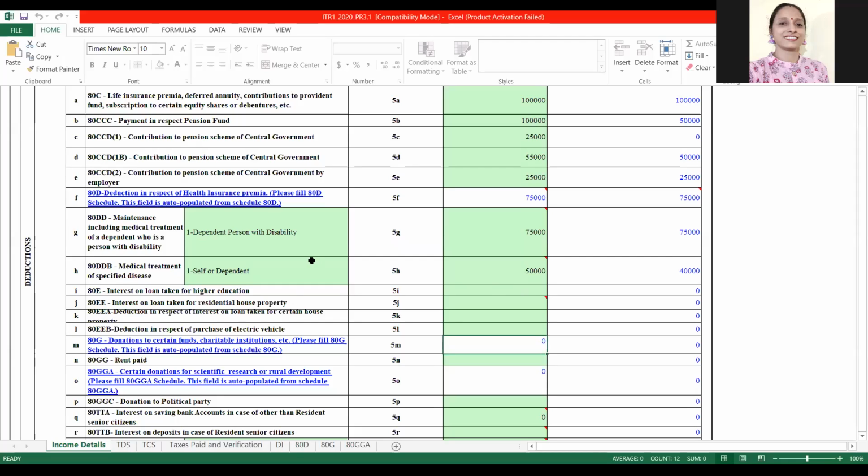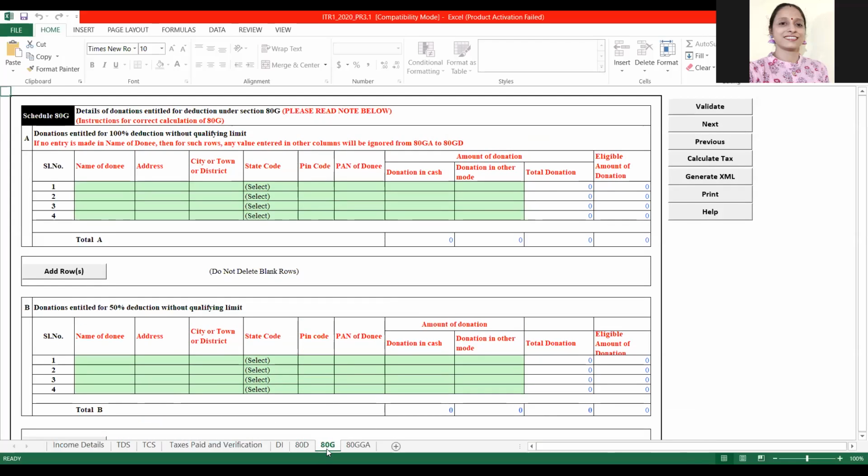80GG. Okay. Now coming to donations. So again, you can see it is a link over here. If I go to this link, it takes me to the next page. So donations, say for example, this is 100%. Now there are a lot of things in donations. So say for example, I have during the year given any kind of donation to Pradhan Mantri Relief Fund. Then in that case, I will have to enter the entire details over here.